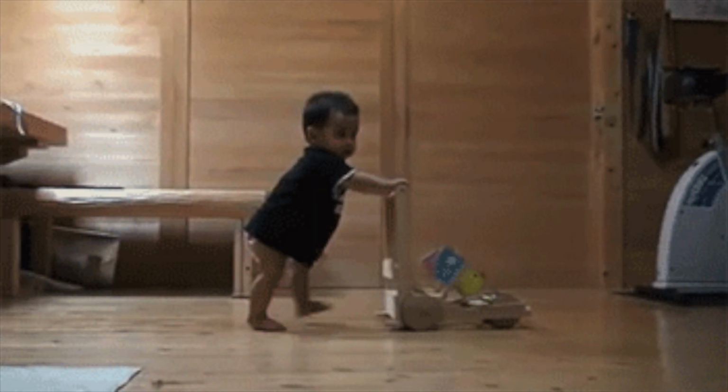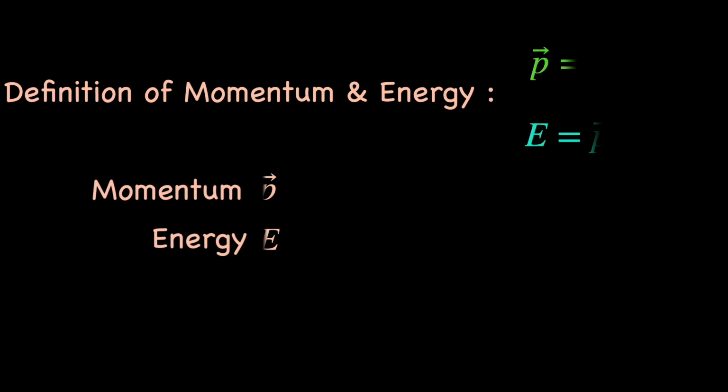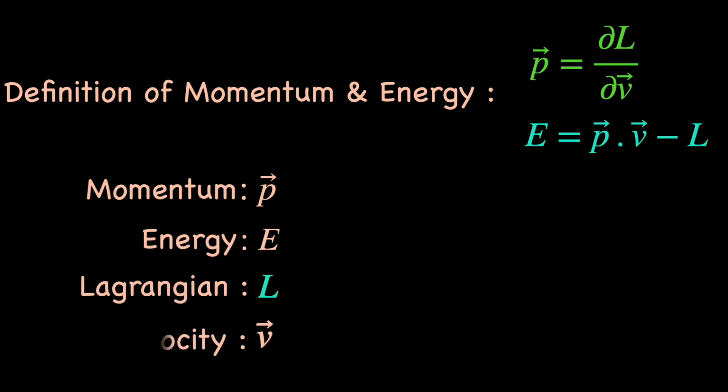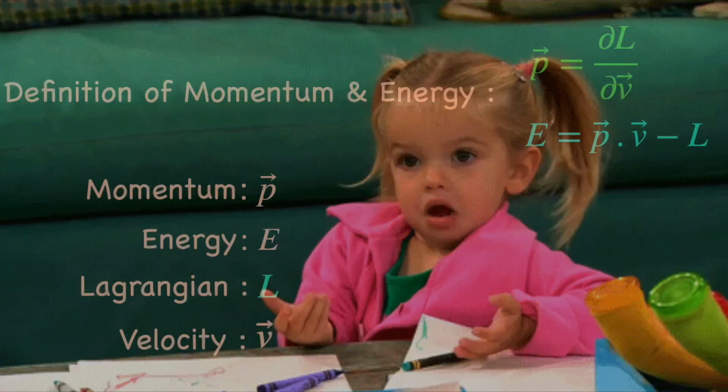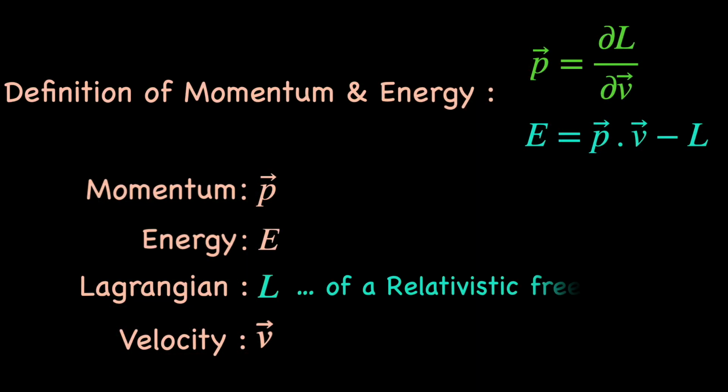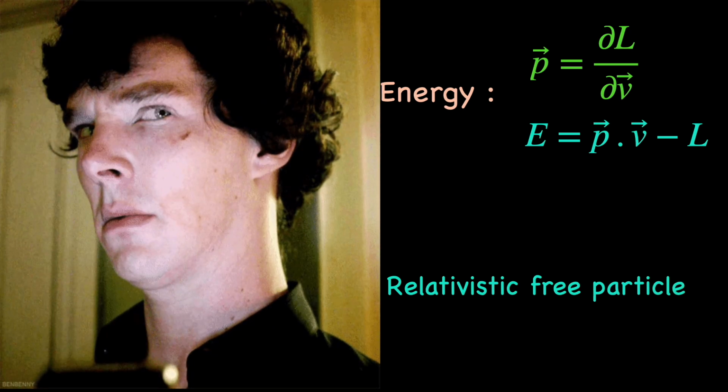The obvious first step is to compute both the momentum and energy using their most general definitions in terms of the Lagrangian and the velocity. Which Lagrangian? Of course, that of a relativistic free particle. It's this particle's energy and momentum that we are talking about, right?